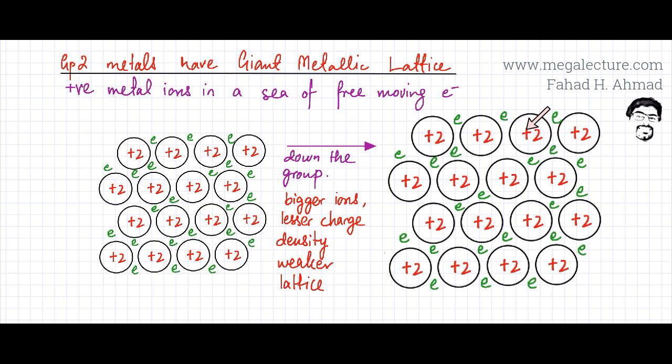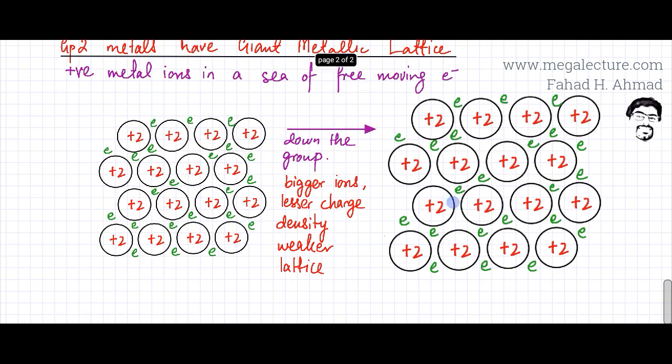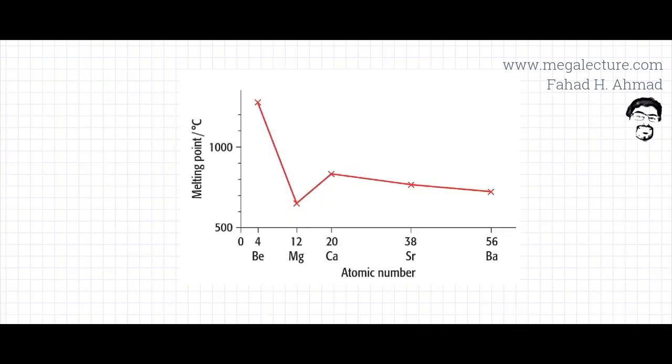It has a lower charge density, and because of the greater distance between the ions and the delocalized electrons, the attraction would be lesser. So as you move down the group, the lattice is going to become weaker and weaker. So what effect would that have on the physical properties? The melting points, specifically, would decrease. Here I've drawn a graph of the melting points of the metals in group 2.